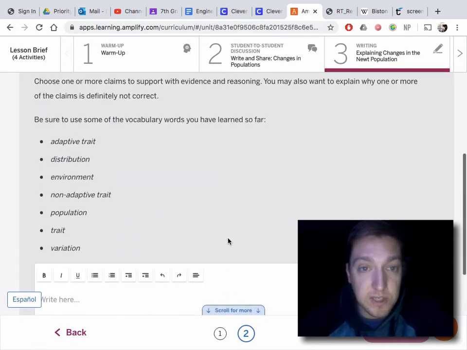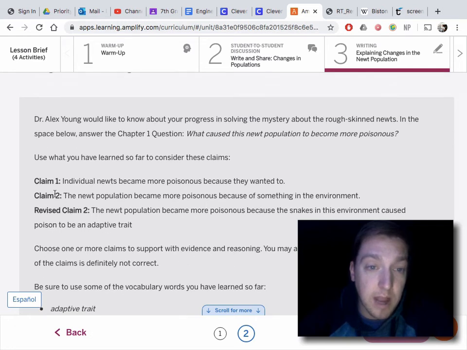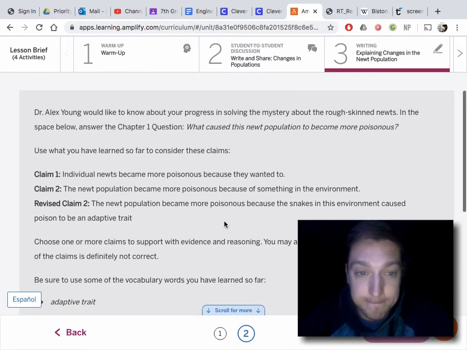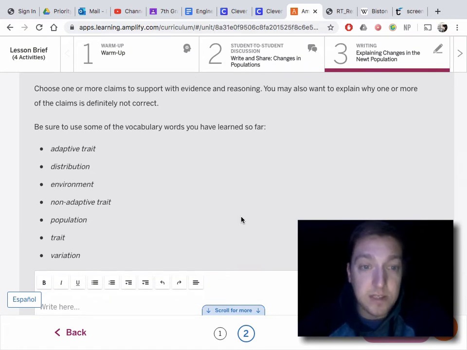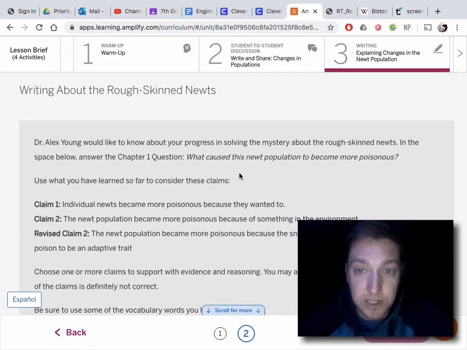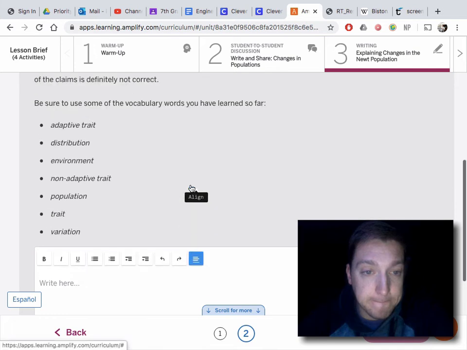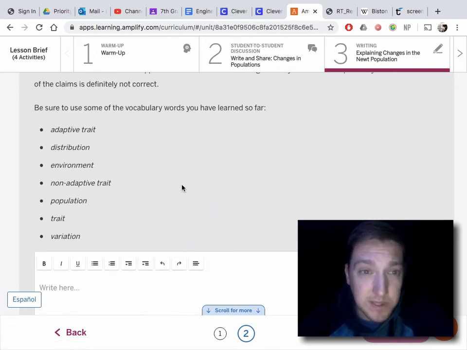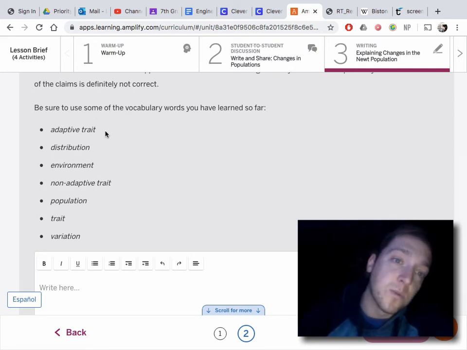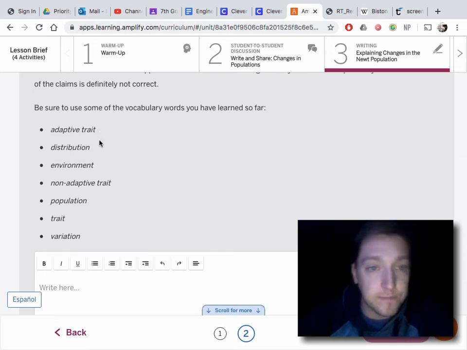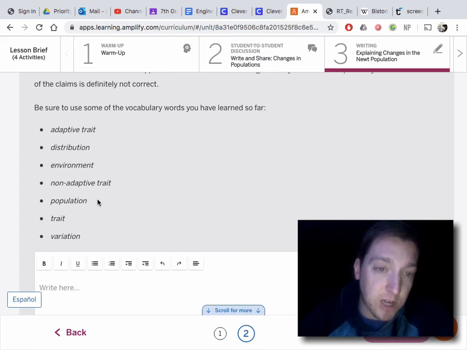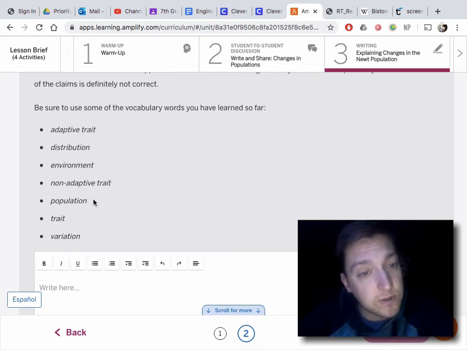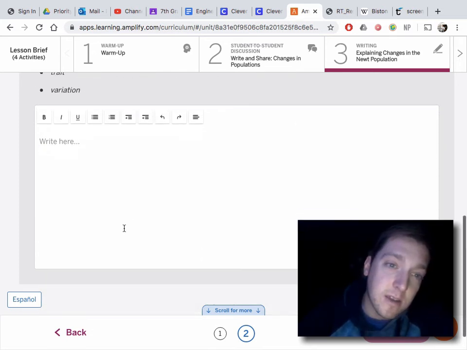So, just a short scientific argument here. So, I would choose one of these claims. I think you're going to have a pretty good idea which one you're going with. Back it up with evidence and reasoning. And the original question is up here. Evidence, obviously, you're going to use the histograms, and reasoning, just explain why the evidence matters. And I want you to use the words adaptive trait, distribution, environment. You can skip non-adaptive trait. Population you should use. We already have the word trait. And that's pretty much it.